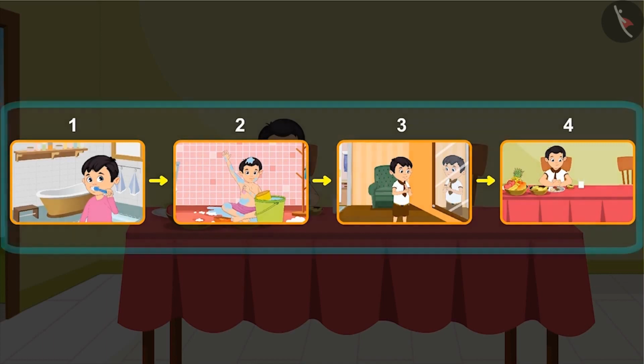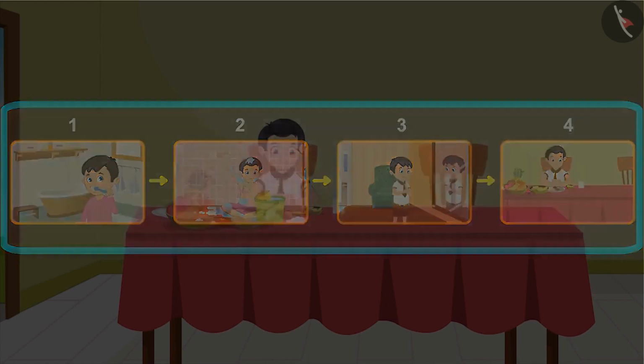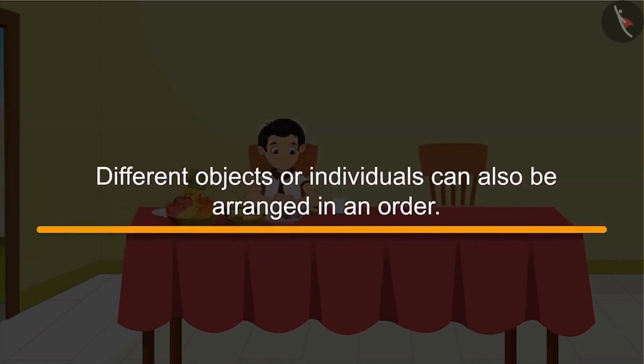Does the order of your activities match Chotu's order of activities? Do you know that just like Chotu, your daily activities are in an order? Similarly, different objects or individuals can also be arranged in an order.